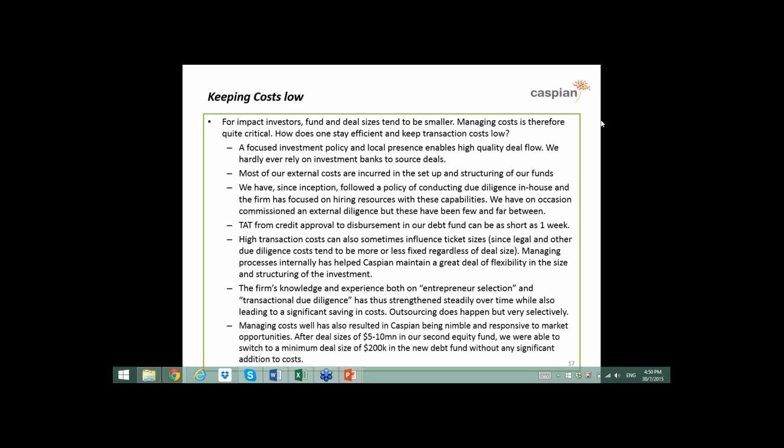Since inception, as we discussed in the previous slides, we followed a policy of hiring resources in-house that have the ability to conduct due diligence across areas instead of hiring external resources each time. There have been instances where we've gone to an external firm if it was a very complicated case or if there was something very specific that we wanted an external firm to look at. But by and large, we've managed the processes in-house, which has kept costs significantly under control.